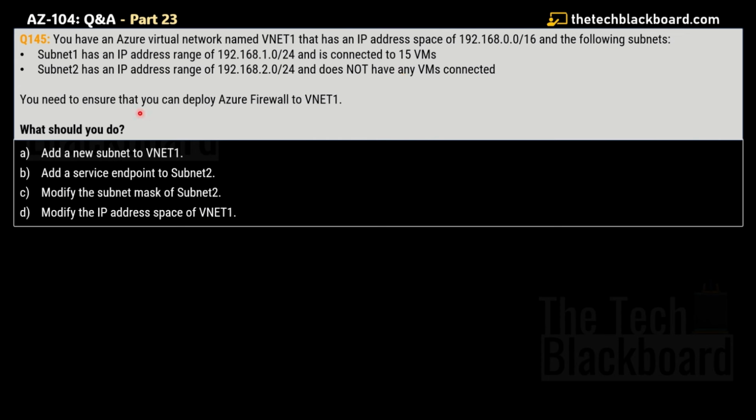Now you need to ensure that you can deploy Azure Firewall to VNet 1. What should you do? Your options are: option A, add a new subnet to VNet 1; option B, add a service endpoint to subnet 2; option C, modify the subnet mask of subnet 2; and lastly, option D, modify the IP address space of VNet 1. Could you guess the correct answer? Well, the correct answer for this question is option A, add a subnet to VNet 1.